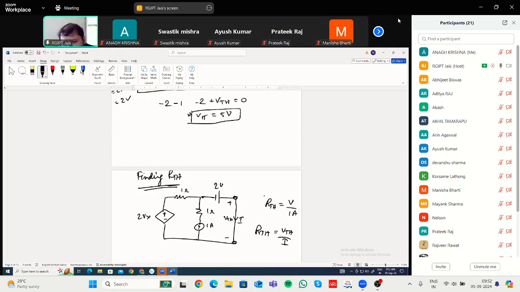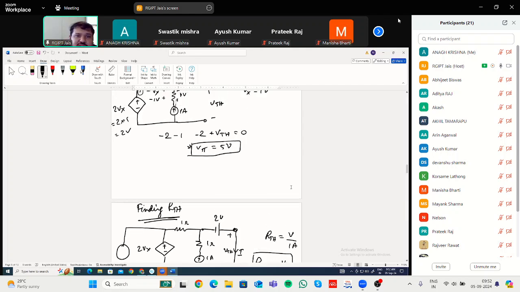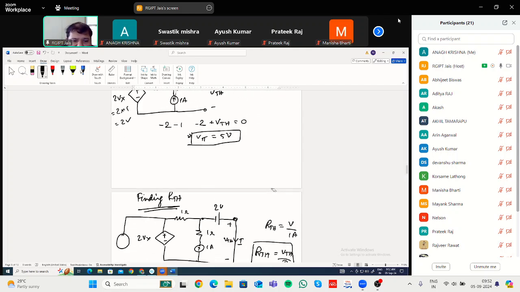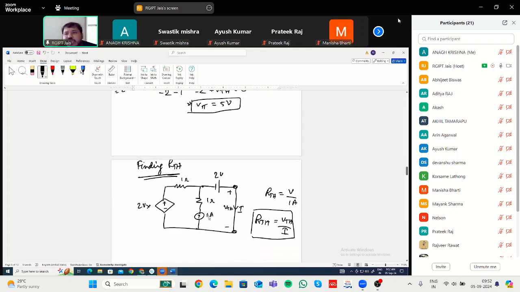This is another way. If you are not connecting an external source, then you don't deactivate the original source also. The original source is already there, no issue. The original source is this 1 ampere current source that you have not deactivated. Now what you are finding out is this current I, that is flowing through the short circuit. VTH, the voltage across these two terminals, you have already found out. So RTH will be VTH divided by I.